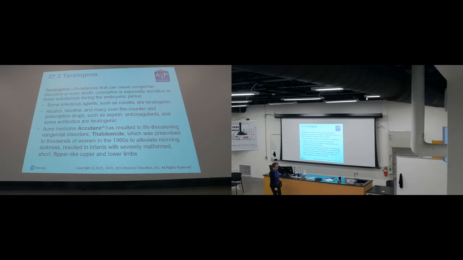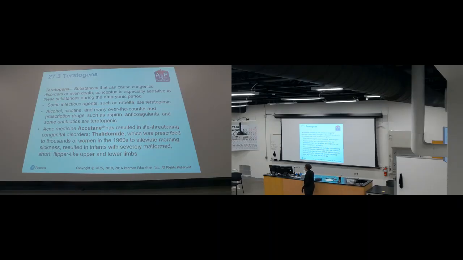So this is the most critical period of development because that's when we are forming our organs. And anything that can damage our organs during that time is a teratogen. So it's a substance or a physical agent that can cause congenital disorders or even death.